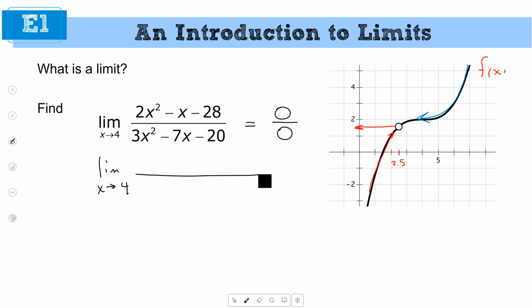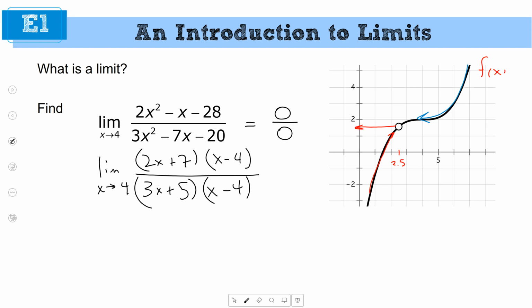You have to talk loud. Okay. Say it loud, say it proud. 2x plus 7 times x minus 4. And then 3x plus 5 times x minus 4. 3x plus 5 times x minus 4. Oh, well, look at that.